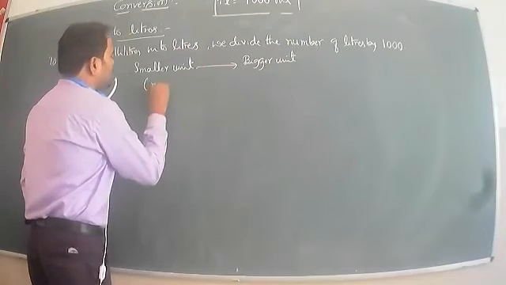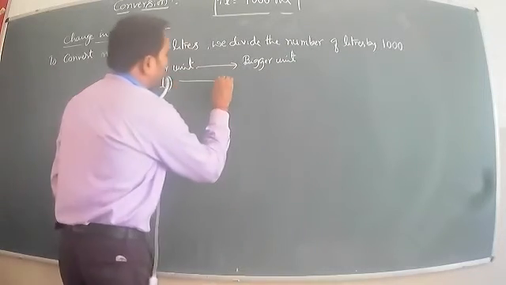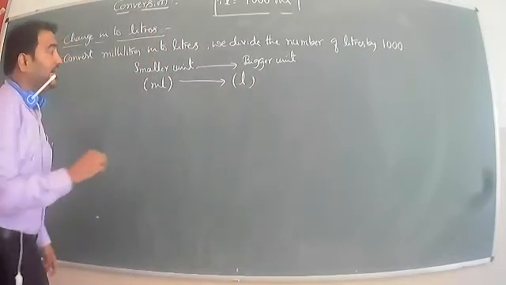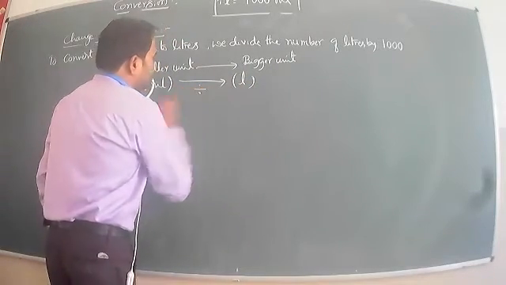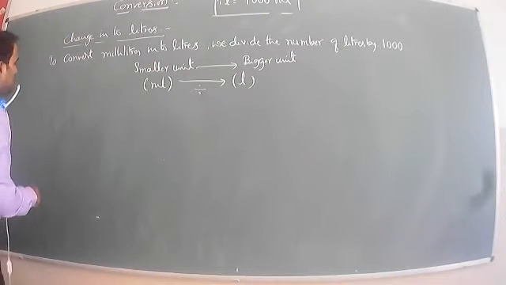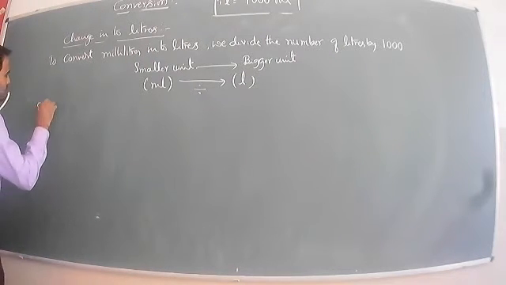Divided by 1000. So here it is smaller unit to bigger unit. Which is the smaller unit? Milliliter. When we convert to liter, we use divide. So how much do we divide by? Divide by 1000.